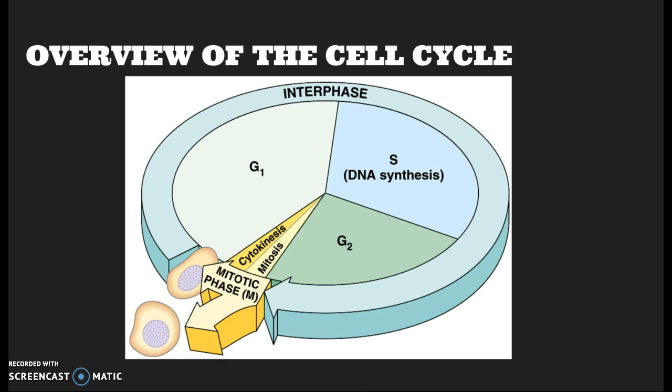The cell cycle is divided into interphase, which is this part right here, and the mitotic phase, which is this yellow part. And the cell has to go through interphase before it can enter the mitotic phase. The cell spends most of its life in interphase, the longest phase of the cell cycle, and it accounts for 90% of it. You can see in the diagram that interphase is the bigger chunk of the circle, which means that it's the longer phase. And interphase can be divided into three subphases.